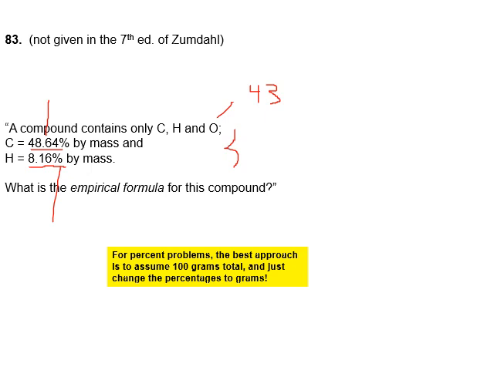Okay, do the same thing for your H here. 8.16 divided by 1 would be about 8, a little over 8. And then 43 roughly divided by 16, whatever you get there. And then the next step, you just have to remember that whatever the 3 numbers of moles are, you find the lowest number and divide through all of those numbers of moles by the lowest number.